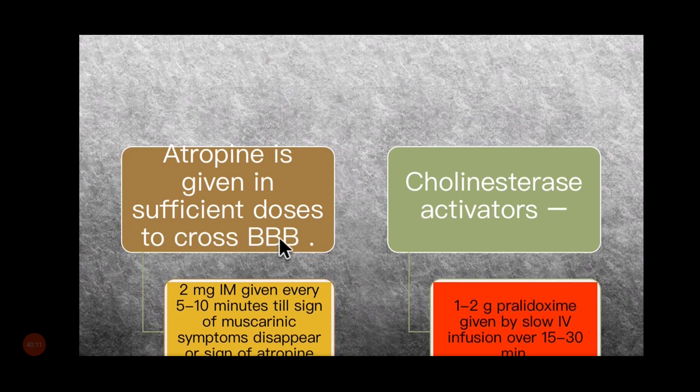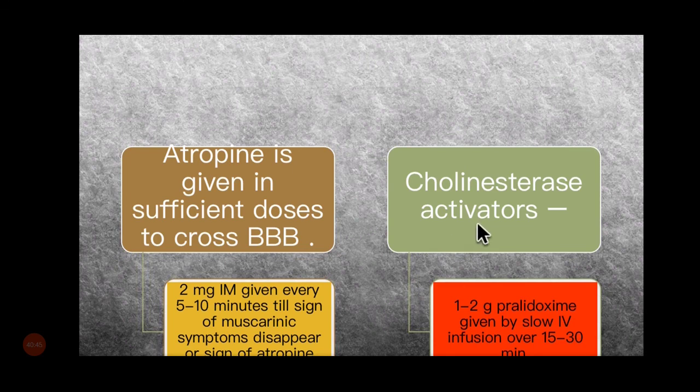Atropine is given in sufficient doses to cross the blood-brain barrier. See, if you do not have an antidote, you could give atropine because there is cholinergic excess. 2 milligrams IV has to be given every 5 to 10 minutes till the muscarinic symptoms disappear and signs of atropine toxicity appear. All this has to be judged by measuring the size of the pupil, because atropine might have to be administered very frequently. Then you have cholinesterase activators.